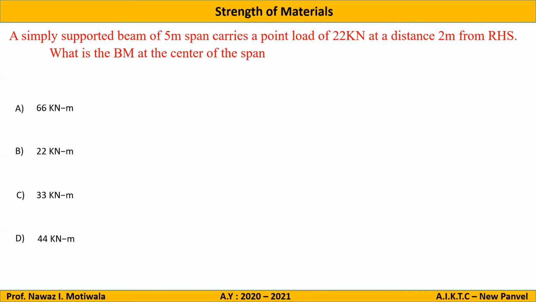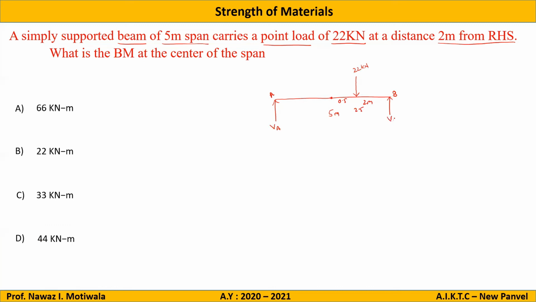Next question is, a simply supported beam of 5 meters span carries a point load of 22 kilonewton at a distance of 2 meters from the right hand side. So I will make a beam. Again, it is simply supported. So I will make a simply supported beam of span 5 meters. There is a point load of 22 kilonewton at 2 meters from the right hand side, and we need to find out what is the bending moment at the center, that means at a distance of 2.5 from this end. Let this be A and this be B.